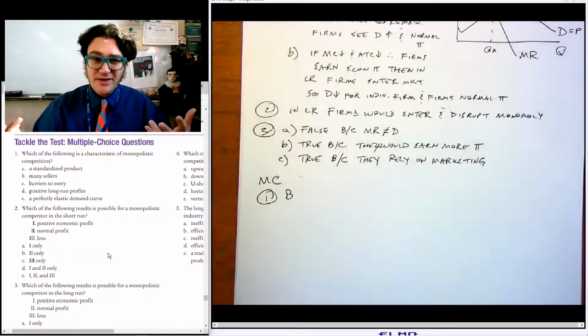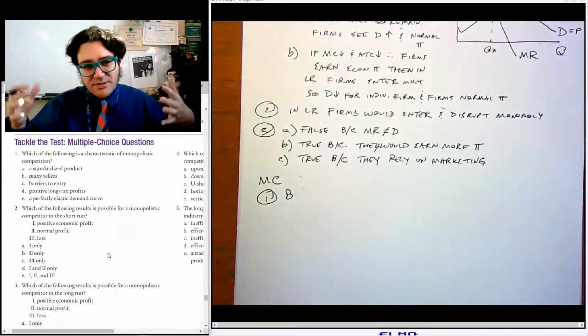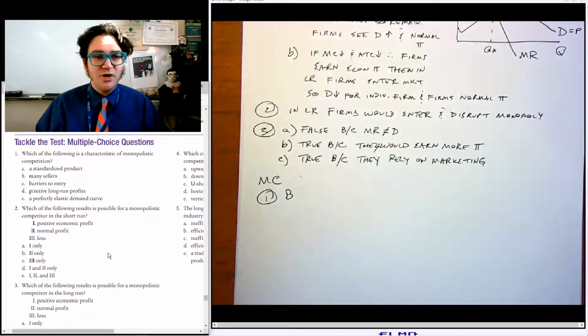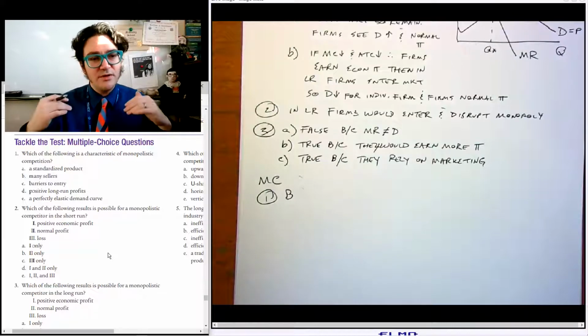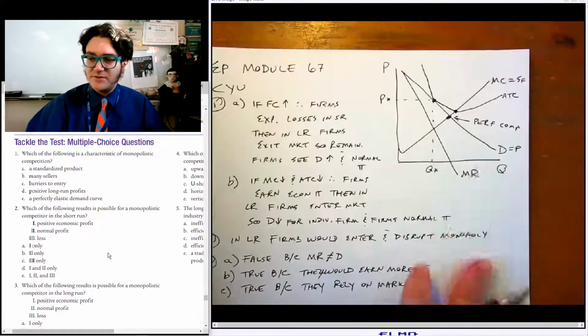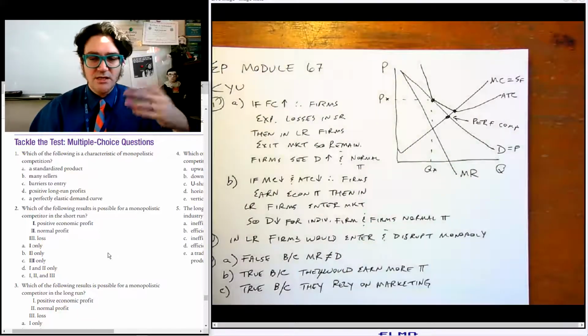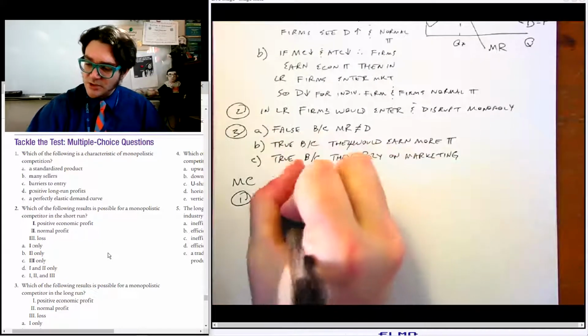Barriers to entry. They don't really have barriers, or only some very limited ones. Positive long-run profits? No, they earn zero economic profit. Perfectly elastic demand curve? Well, we can see it's downward sloping. It's not a horizontal line, so that's false. All right, let's take a look at number 2.